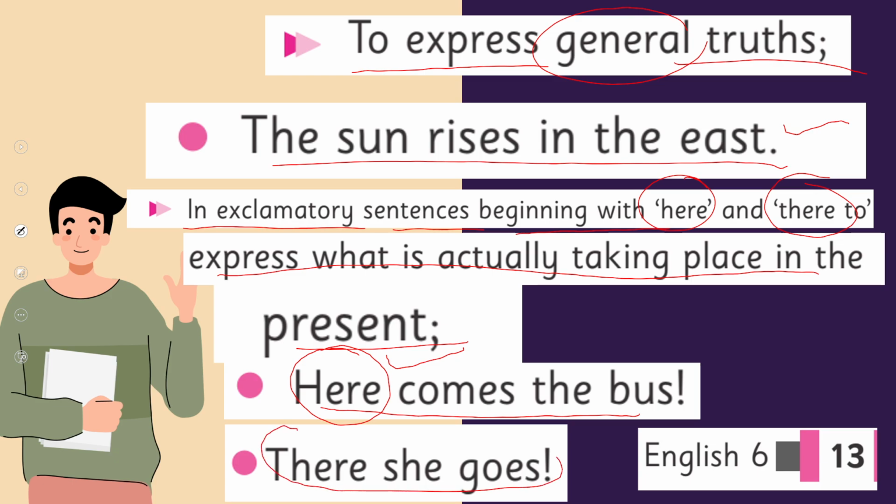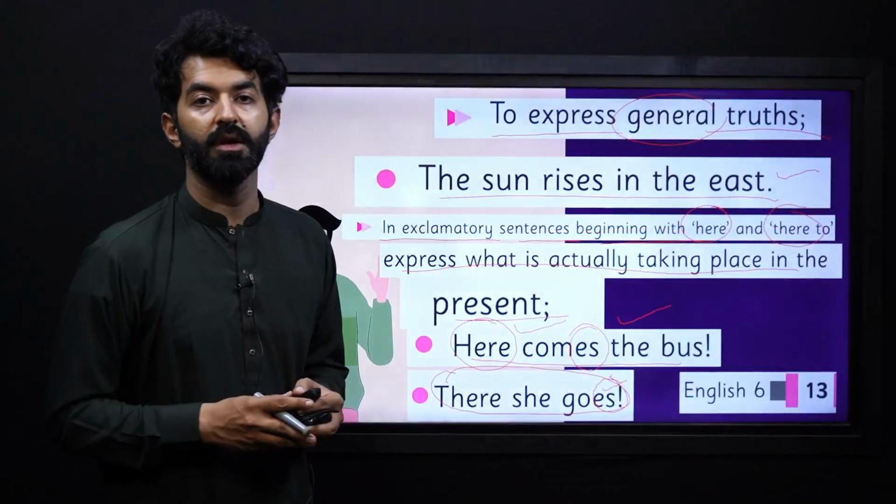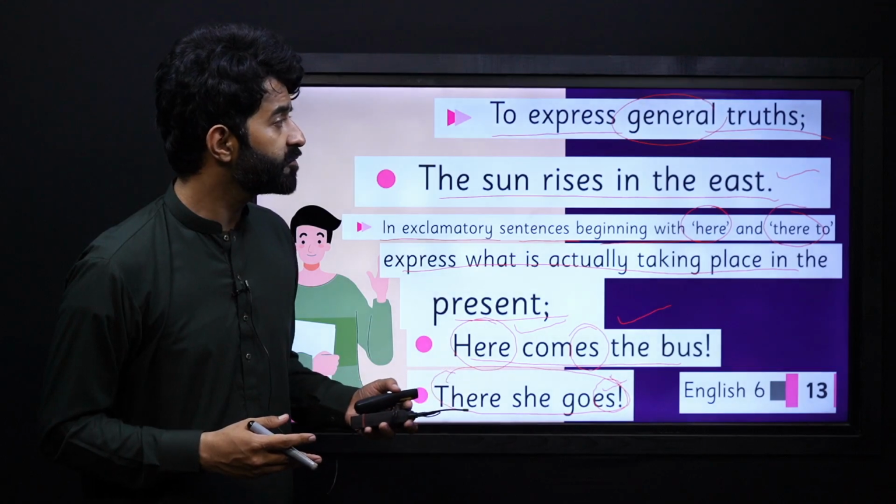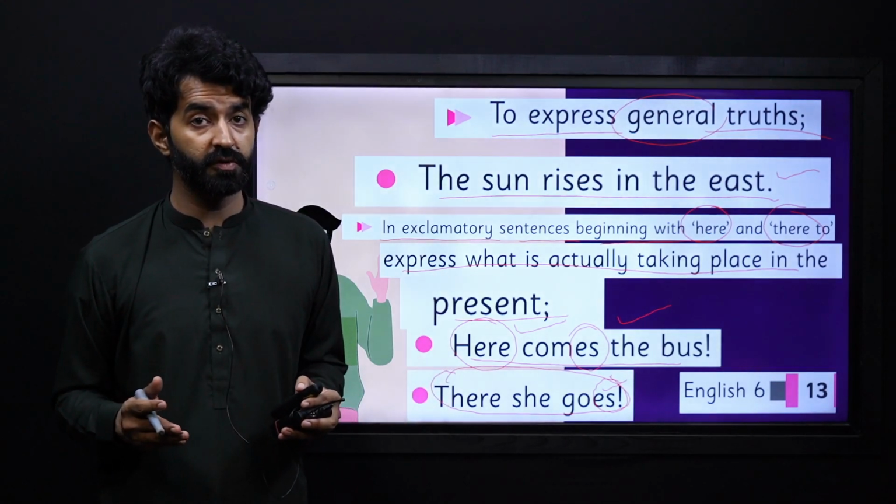There she goes. So you can see that we have our es with the verb go. It also tells that this is happening right now and this is a routine. Similarly with come, we added s to show that this is currently happening and it usually happens, and it's a routine. So this is for expressing general truths.